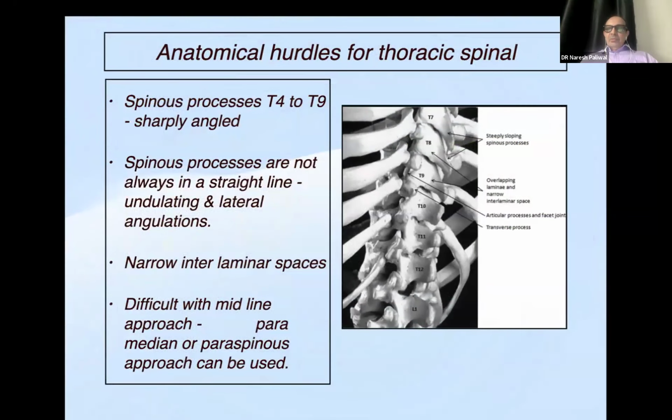There are some anatomical hurdles for thoracic spinal. The spinous processes of T4 to T9 are sharply angled. The spinous processes are not always in a straight line. They are undulating, and there are lateral angulations as well, because there is one more lateral curvature in the thoracic spine, which most of us don't actually appreciate. But because of that, there are some lateral angulations and undulating spinous processes. There are very narrow interlaminar spaces at mid-thoracic levels. These are difficult to approach with a midline approach, so either a paraspinous or a paramedian approach can be helpful.